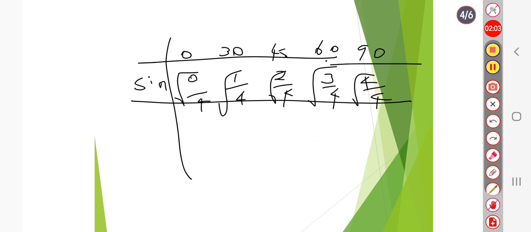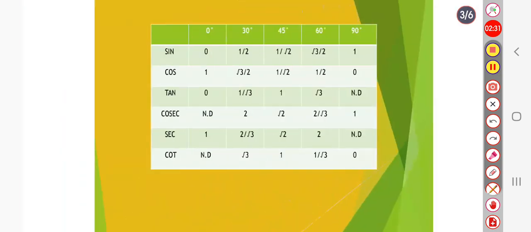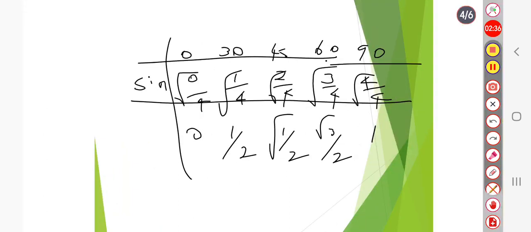the first one, root of 0 by 4 is 0. Root of 1 by 4 is nothing but 1 by 2. Root of 2 by 4 is nothing but root 1 by 2. This is again root 3 by 2. Then this will be 1, right? So this is the value of sine for 0 degree, 30 degree, 45 degree, 60 degree and 90 degree. See here, 0, 1 by 2, 1 by root 2, root 3 by 2, 1. The same values, right? So the value of sine is the simplest one we can find in the trigonometric table.